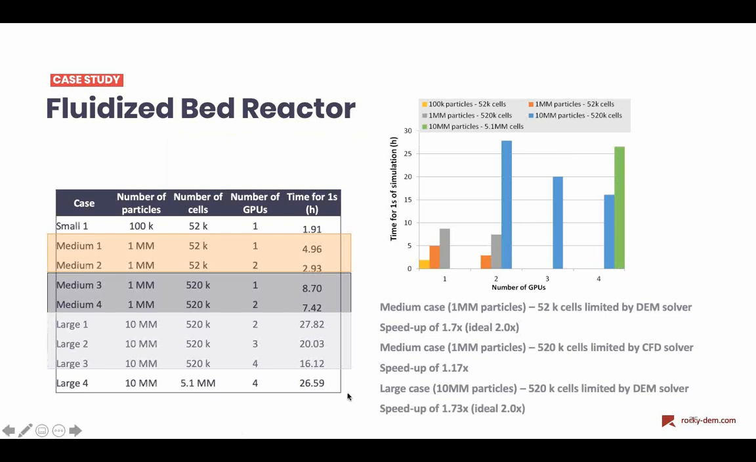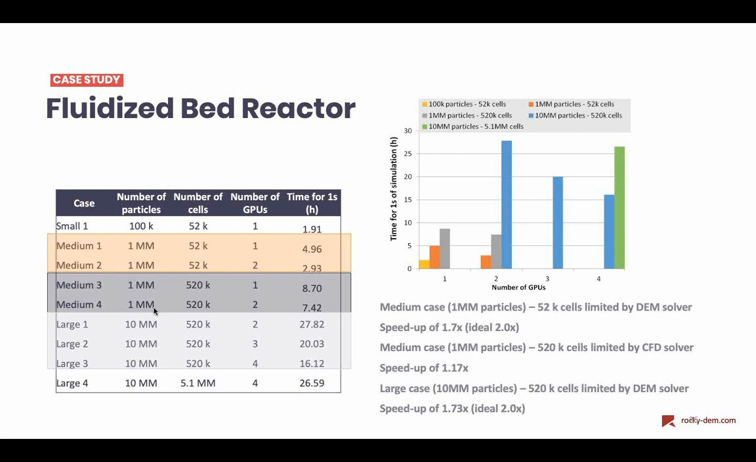So most of the times, especially if you have, to give you an idea, large meshes, 5.1 million cells, and if I have small or medium particle count, the CFD problem is the bottleneck, right? For the medium cases, if I have 1 million particles, for example, and just 52,000 cells on the CFD side, the DEM simulation is the bottleneck.